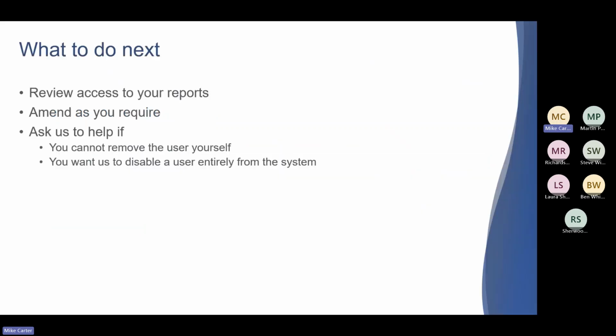So I told you this was short. We're on the last page here. What should you probably do next? Well, review who has access to your reports. Obviously, amend that as required. And of course, ask us for help. If there's someone that you can't remove yourself, or of course, if you want us to entirely disable a user from the system so that they appear in none of these lists, typically when someone leaves the company.